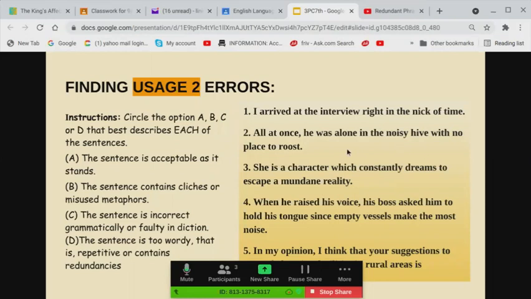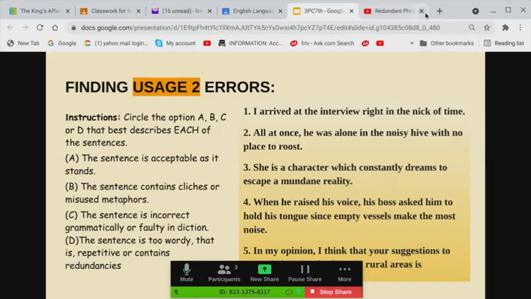This is nothing that I have ever heard before, and I'm sure you've never heard it before because the word's strange. Mundane reality. Yeah. But when we talk about people, we don't use the word which, we use the word who. So she's the character who. Because of that, this one would have to be C because it's faulty in diction.